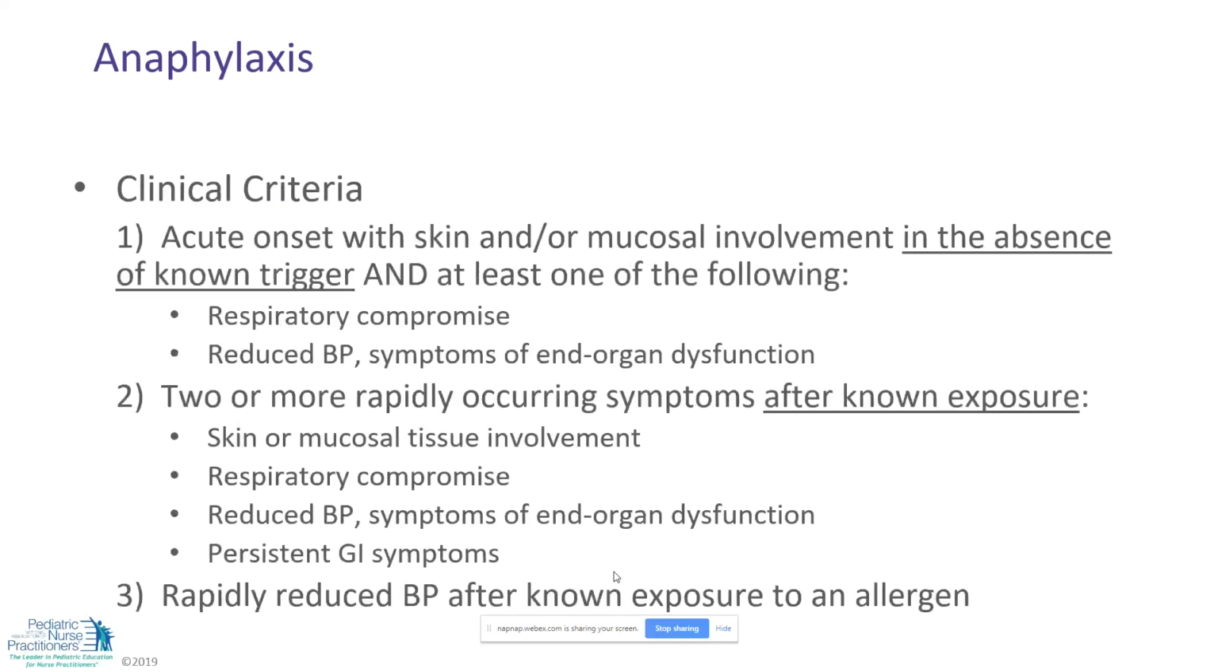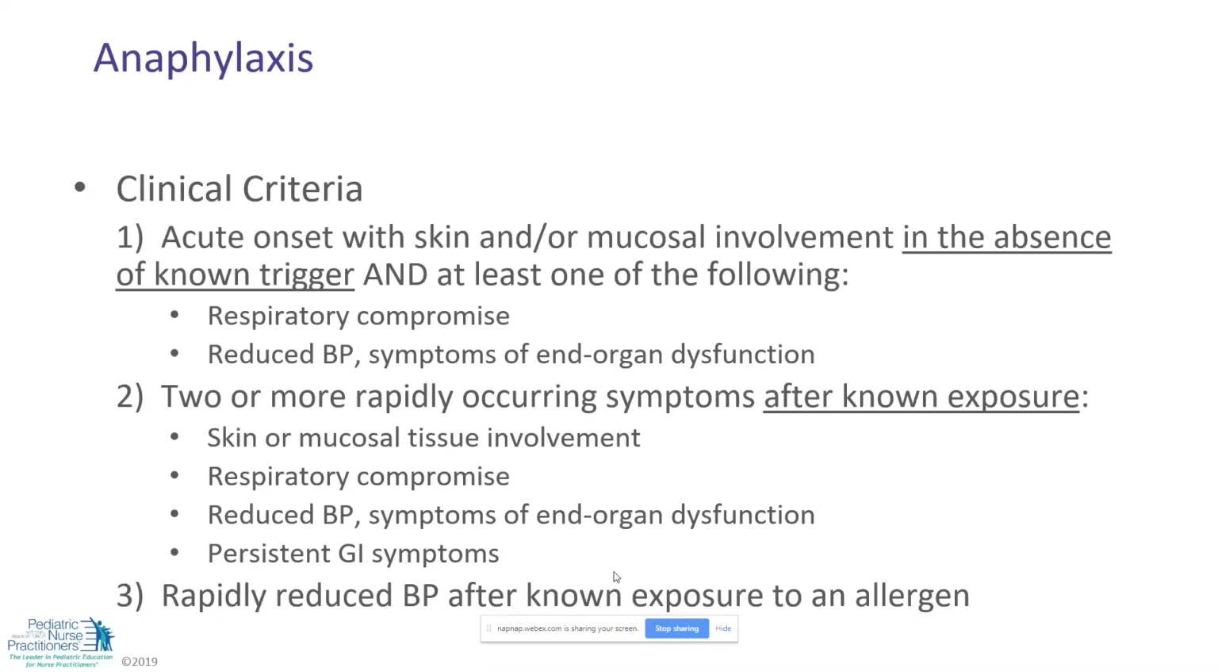When we talk about clinical criteria for anaphylaxis, there are just a couple different ways that we define this. And I think this is probably less important than recognizing how to intervene on anaphylaxis. But the first is that you have an acute onset of skin or mucosal involvement, but you didn't recognize that there was a trigger. So the patient doesn't have a history of allergies. There isn't anything known that would have caused this reaction. However, their skin and mucosa are involved, and then they have either respiratory compromise or they could have reduced blood pressure or symptoms of end organ dysfunction. So that's one of the criteria.